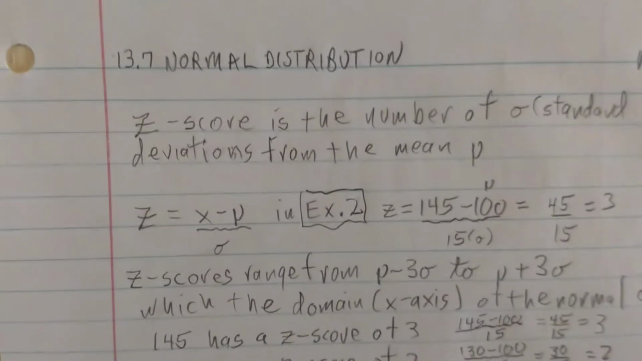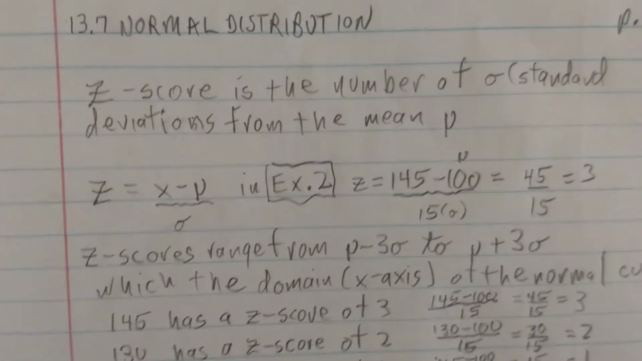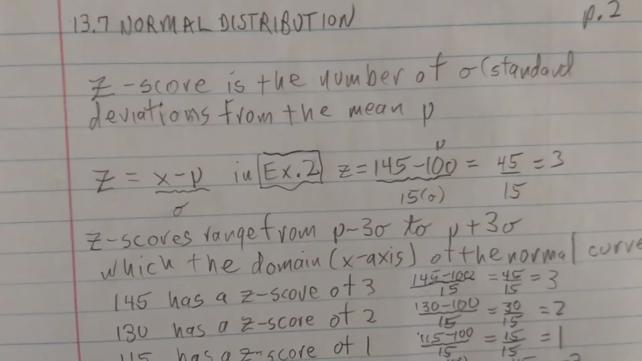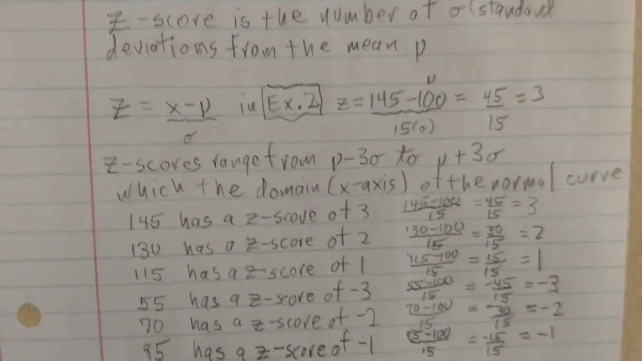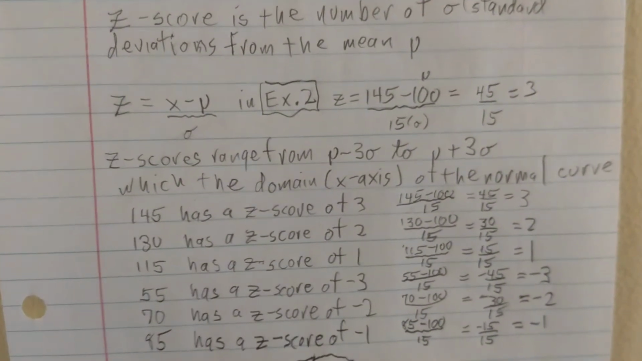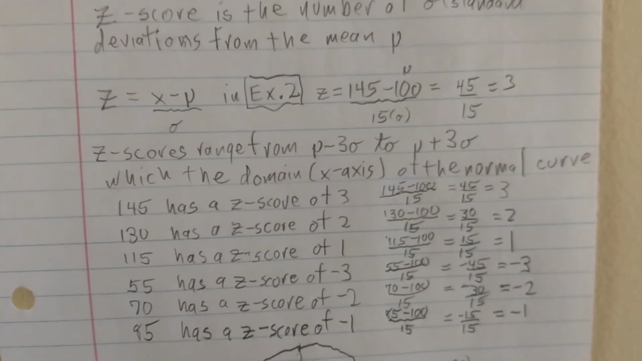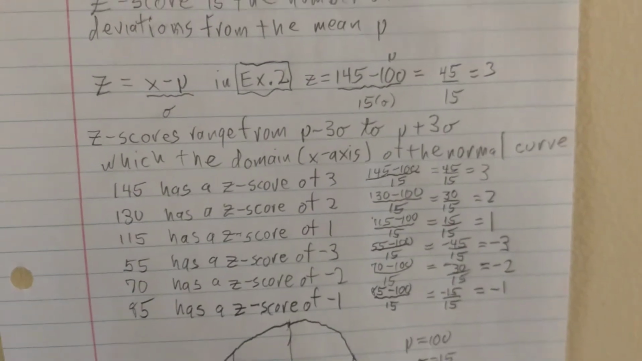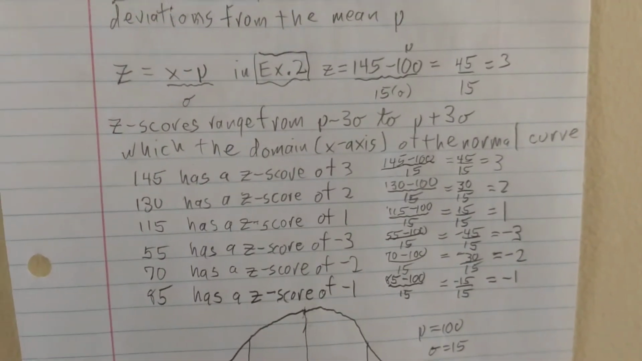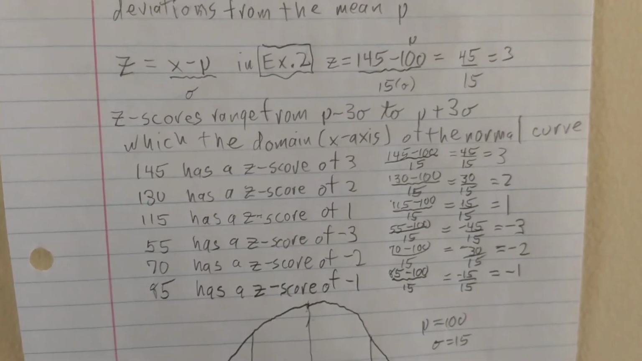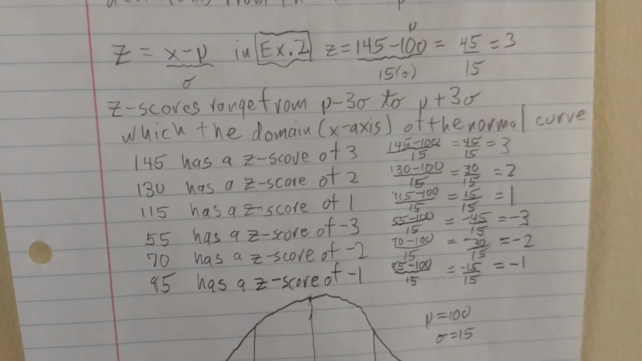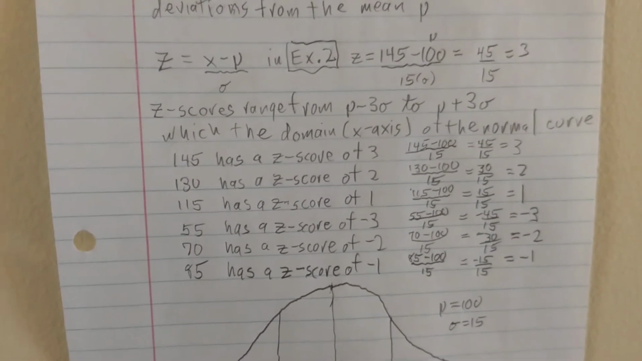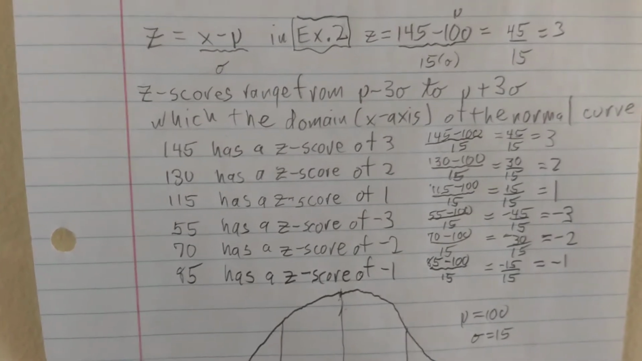Now another thing commonly used with the standard curve, the normal curve, is the z-score, which is the number of standard deviations from the mean, which we've already really dealt with. And its formula is z equals the number minus the mean, that little u with the leg on the left, over the standard deviation. So we're using the same numbers from example 2. So 145 has a z number of 145 minus the mean 100 over 15, the standard deviation, or 45 over 15, which is 3, which we already saw.